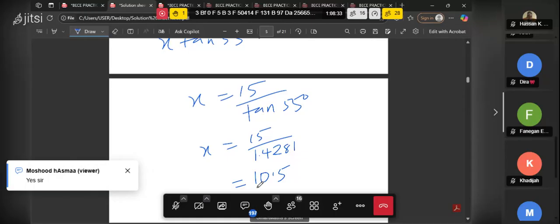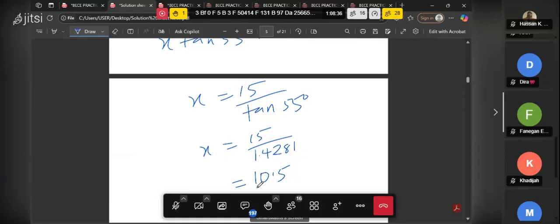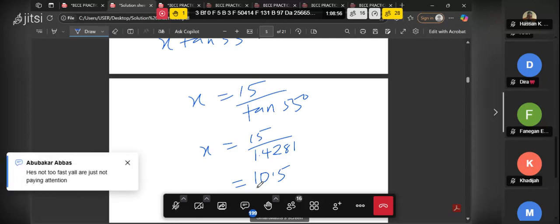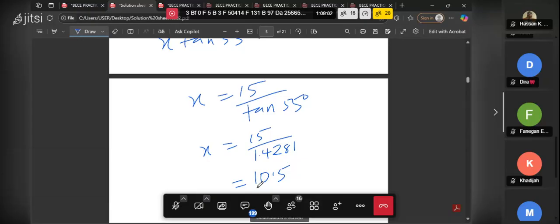Okay. Now on the first column, scroll down to 55. Now check that under zero. What do you have? 1.428. Is it not the same thing with what we have there? Yes, sir. It's the same thing. So that is it. Thank you, sir. You're welcome.